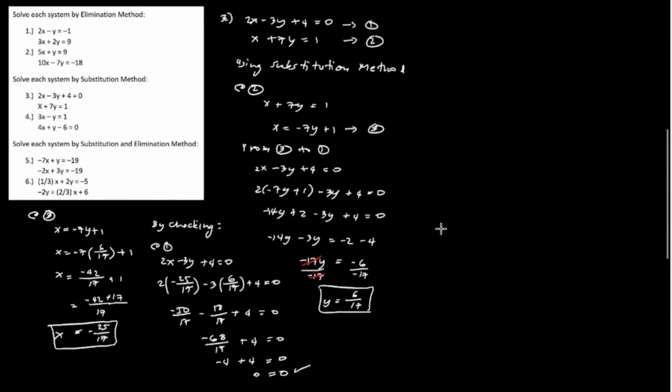So therefore, the value for x is negative 25 over 17 and y is 6 over 17. And these are the values for x and y in problem number 3.